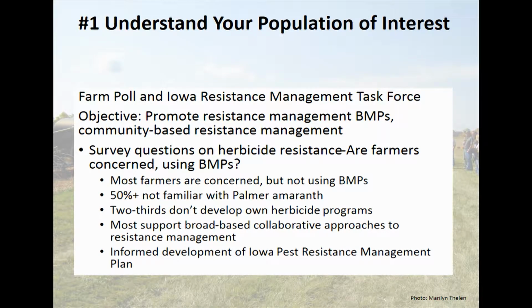Most farmers did say that they supported a broad-based collaborative approach to resistance management, which was great because the Iowa Pest Resistance Management Plan, which was based partly on some of the research we did in the farm poll, is proposing exactly that: to bring all the stakeholders to the table, the public agencies, the ag retailers, the farmers, and extension together to work on collaborative approaches. And so social science was able to inform that plan.